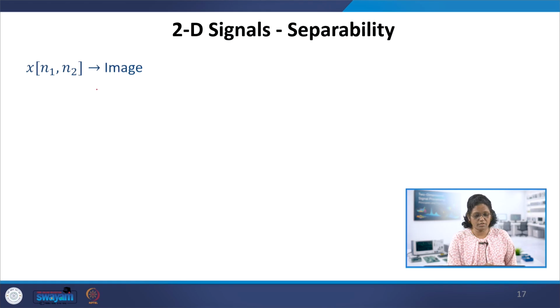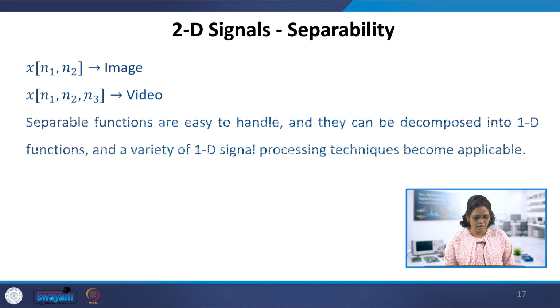In the case of images, x of n1 comma n2 is only 2-dimensional. We have seen this in the signal processing overview of 1D signals. For x of n1 comma n2 comma n3, such as a video, there are not only the space variables x and y, but also time. The image frame is taken for every time instance, so that is the 3 dimensions here.